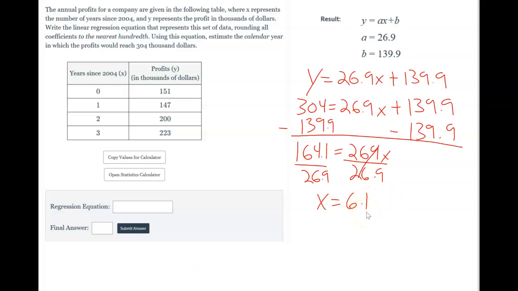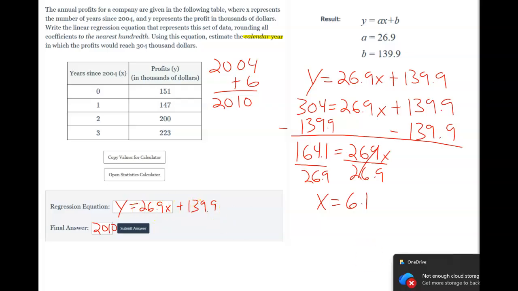All right, so now we just got to figure out what year it is. So it's going to be 6 years from the first year, which is 2004, and we got to find the calendar year. So that's going to be 2004 plus 6, which is 2010. So our answer is going to be 2010 here. And again, like I said before, this is the equation that we came up with right here that goes in this box.